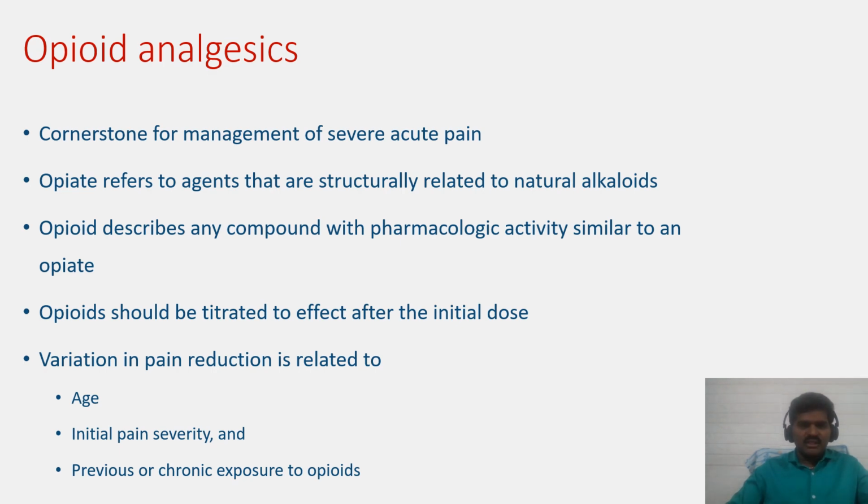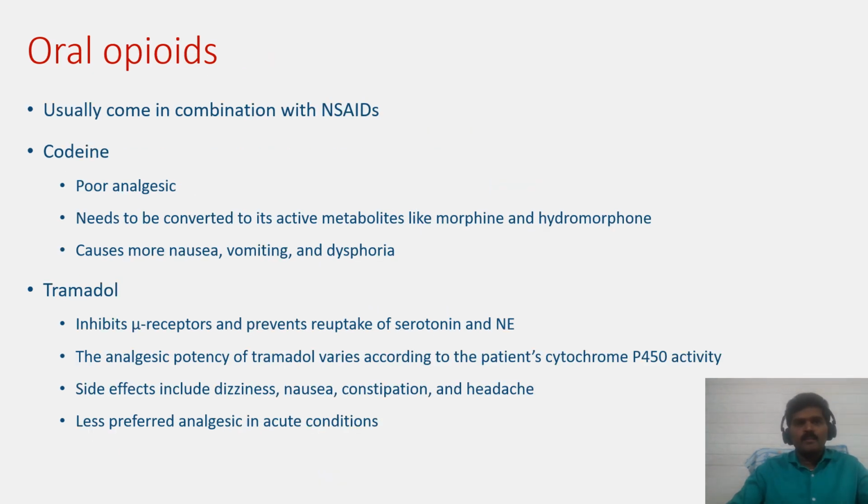Variation in pain reduction is related to age, initial pain severity, and previous or chronic exposure to opioids. Oral opioids are less commonly used in the ED, but they're commonly used in the OP clinics, usually in combination with NSAIDs. Codeine, which is a poor analgesic, needs to be converted to active metabolites like morphine and hydromorphone or hydrocodone, and causes more nausea, vomiting, and dysphoria.